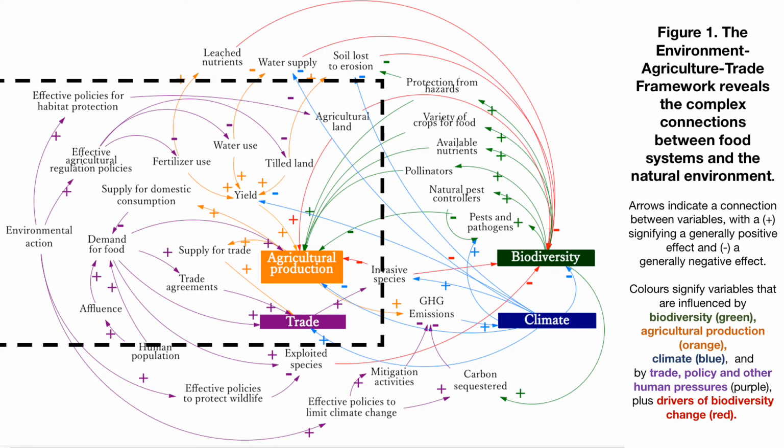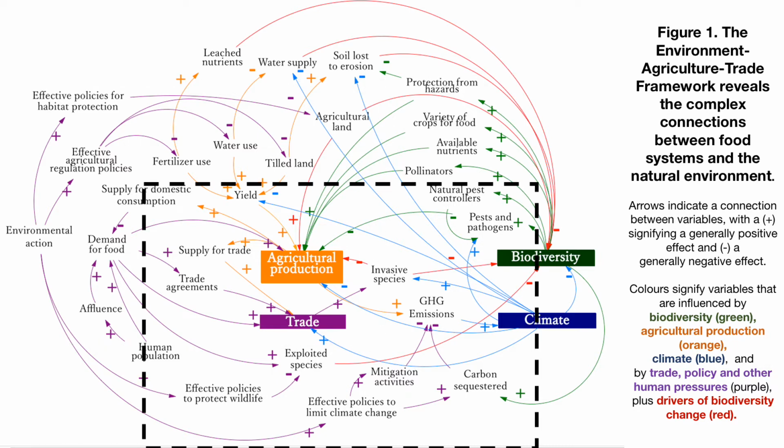Agricultural production itself is driven by human populations, their affluence, and their demand for food. Trade is becoming a very important way that people obtain food. But increased trade agreements and increased agricultural production can have or increase the impacts on biodiversity.